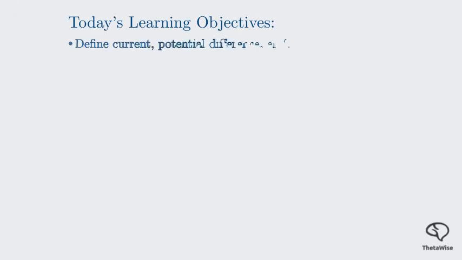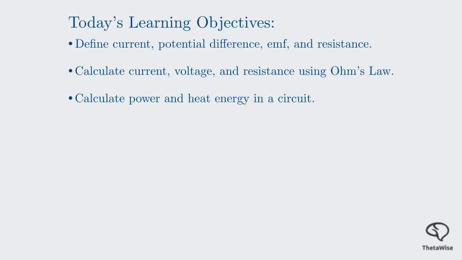Today, we'll focus on the introduction to electricity. Specifically, our learning objectives for this lesson are to define current, potential difference, electromotive force, and resistance, to calculate current, voltage, and resistance using Ohm's law, and to calculate power and heat energy in a circuit. Let's begin with the most fundamental concept.